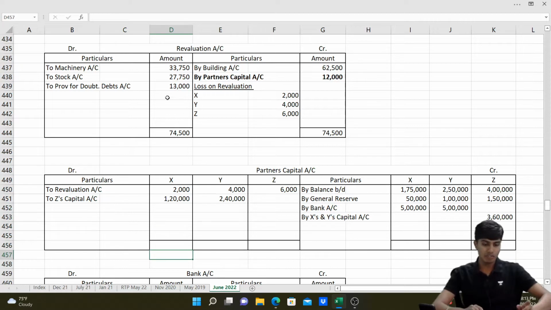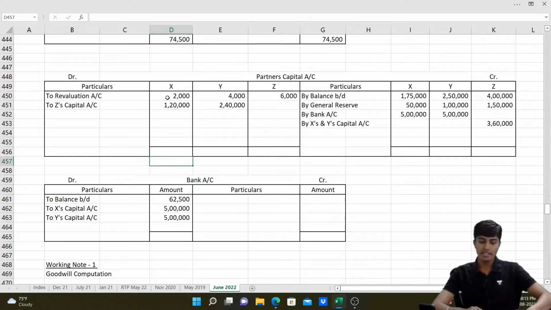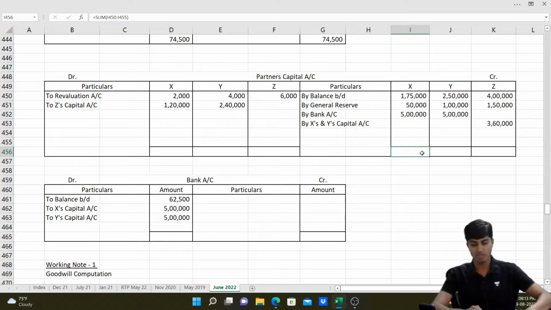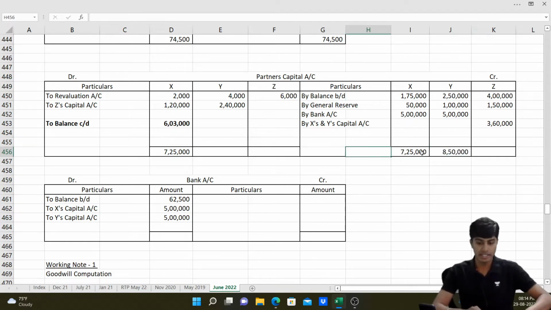In the partners' capital account, I need to find the balance carried down now. And Z's capital account, whatever balance is there, will be paid by bank. So we have the total here: 1 lakh 75 plus 5 lakh plus 50, so that's basically 7 lakh 25. I'll write 7 lakh 25 here and then identify the balancing figure as balance carried down in the X column. Similarly, I can close my Y column. In the Y column, 2 lakh 50 plus 1 lakh is 3 lakh 50, plus 5 lakh comes to 8 lakh 50,000 as the credit total.